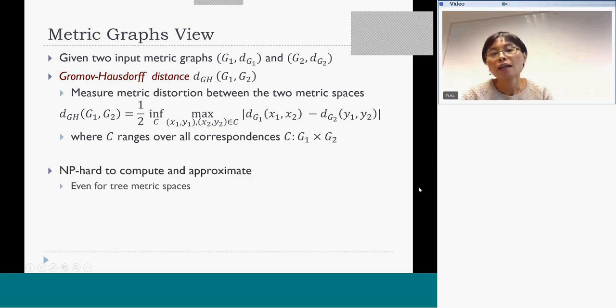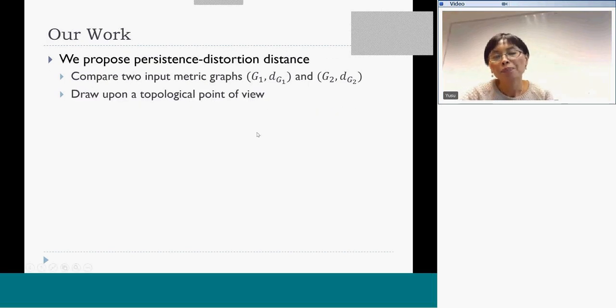But unfortunately, the Gromov-Hausdorff distance is also very hard to compute. Even in a discrete case, and even if the input graphs are trees, or tree metric spaces, recently, with collaborators, we have shown that this is hard to compute and even hard to approximate within constant factors. So instead, we propose a different distance measure, which uses persistent homology.